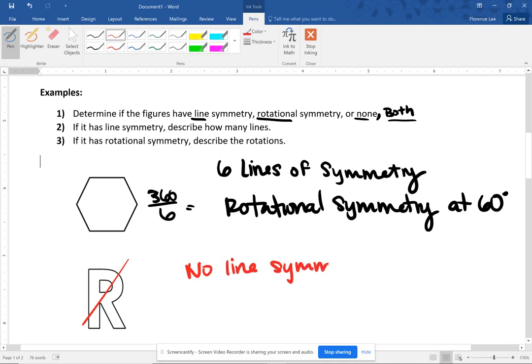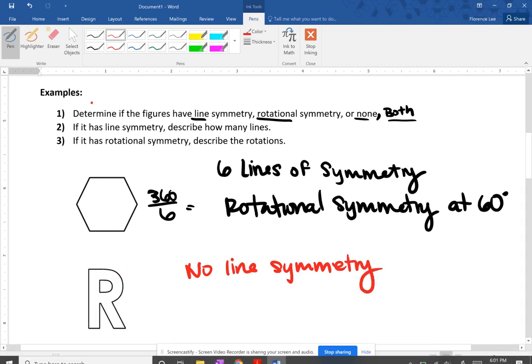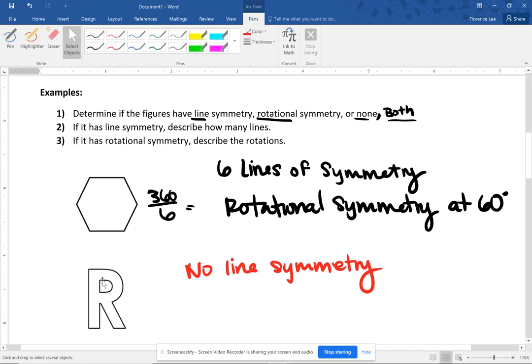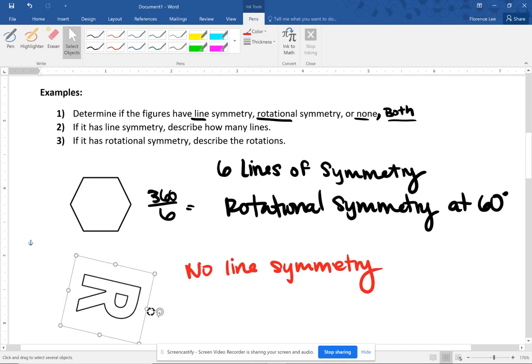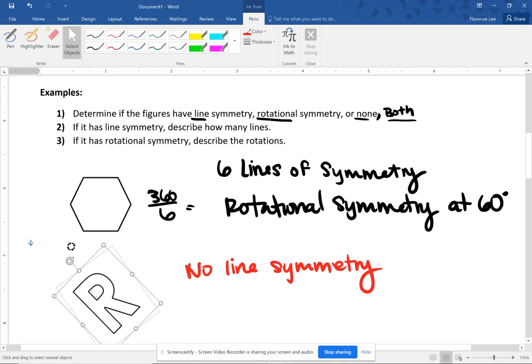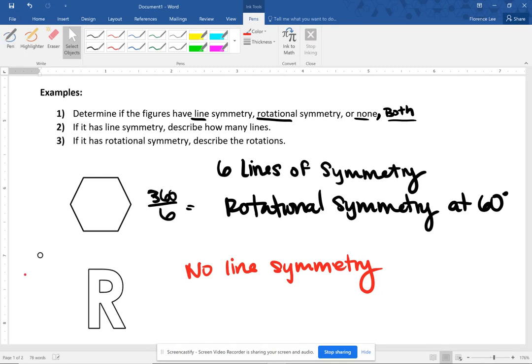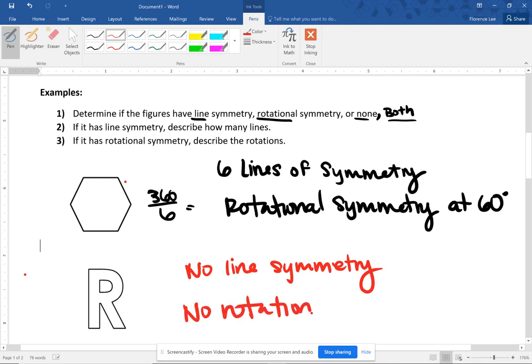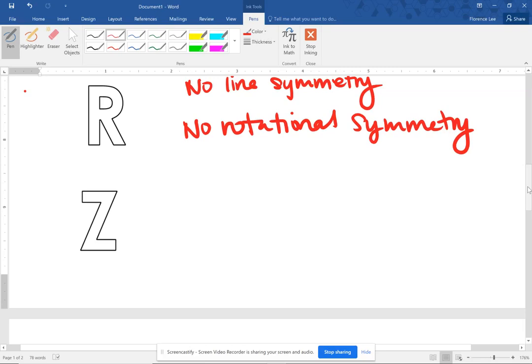Does it have any rotational symmetry? Let's see. If I could take this, I get to be able to take it and rotate it, and I don't think so. I want to select this shape. Here we go. Right? No, I don't think so. So, all right, it has no line symmetry, no rotational symmetry as well. None. No symmetry.